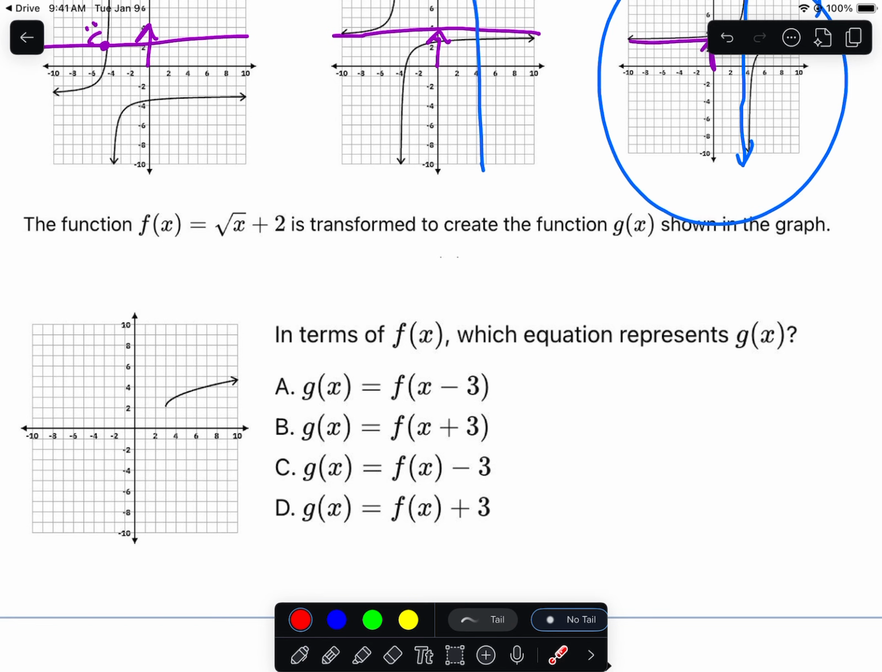Okay, for the next one, same thing. We could go to Desmos. I'm going to trust that we know how to do that. This says if f of x equals the square root of x plus 2. One thing I want to point out is notice they give me a k right here.